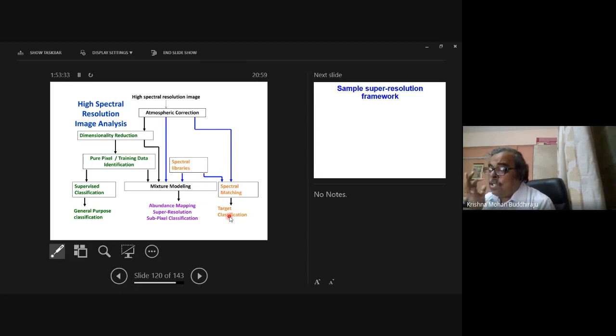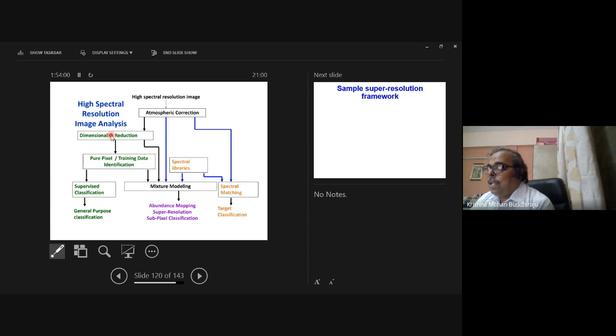Typically, this is used to say, are there traces of copper in the soil, or are there traces of, say, uranium, etc. So in such studies, the full spectra are used along with a set of libraries, and spectral matching is used for target classification.